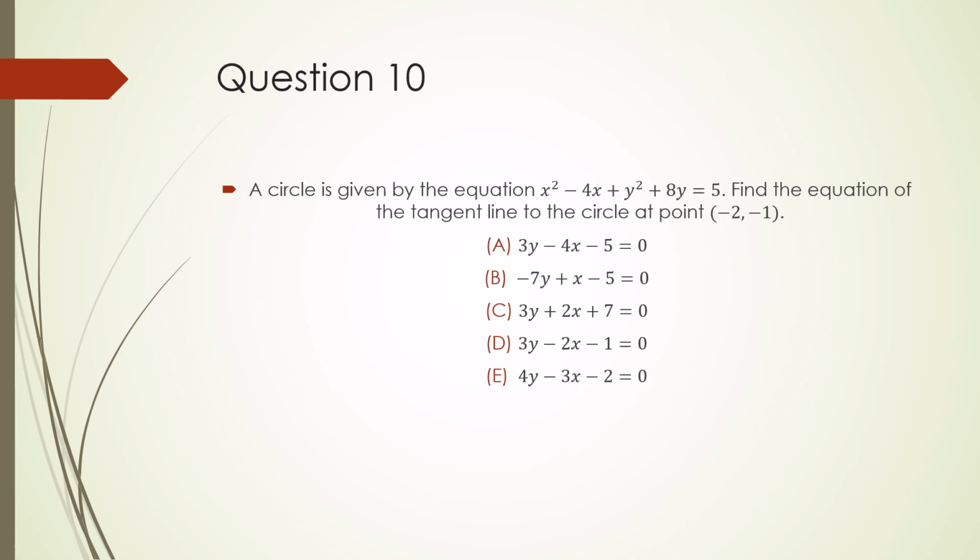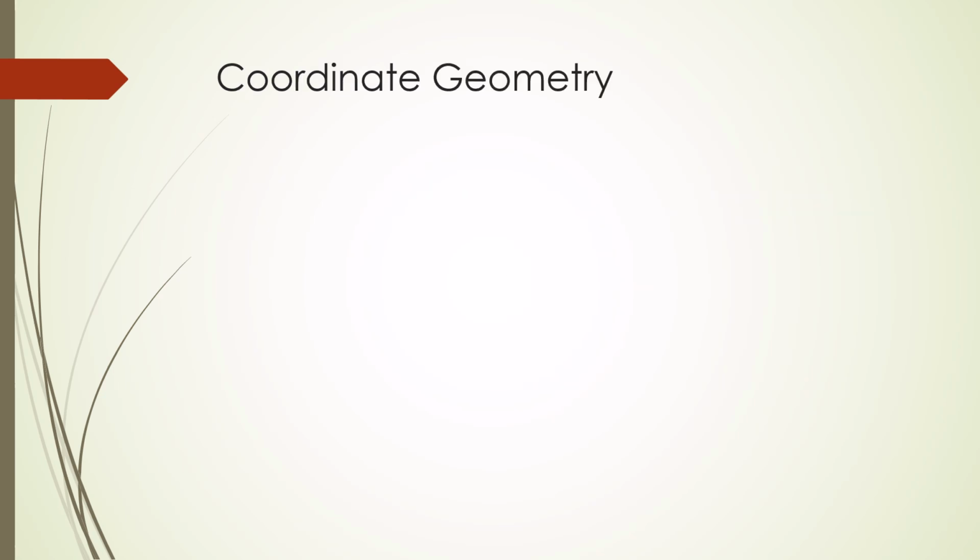This question is a coordinate geometry problem wherein we are given the equation of a circle and are told to find the equation of the tangent line to the circle. So let's find out how we can solve questions which handle coordinate geometry. When we are given the equation of a circle, we first want to find out its center and its radius. But how do we do it?